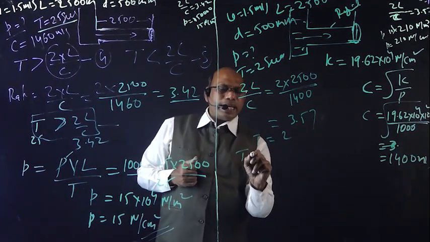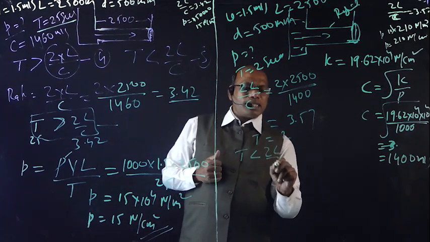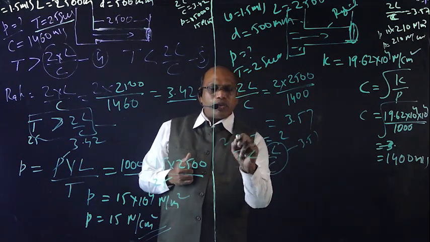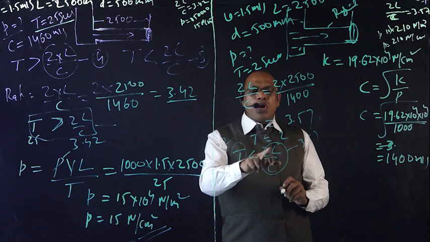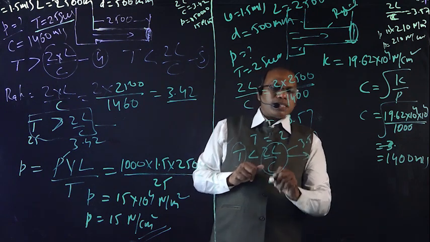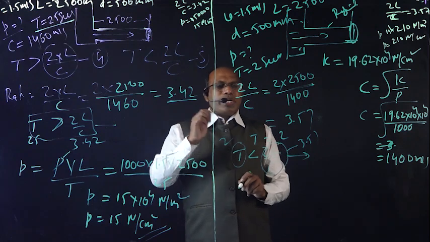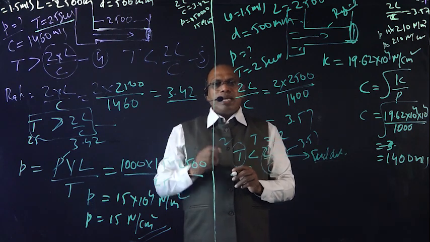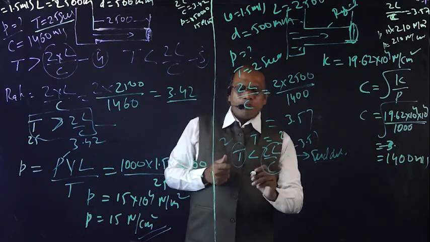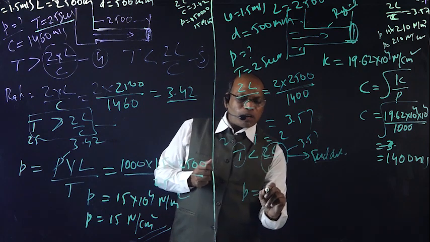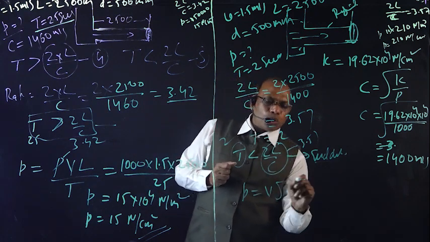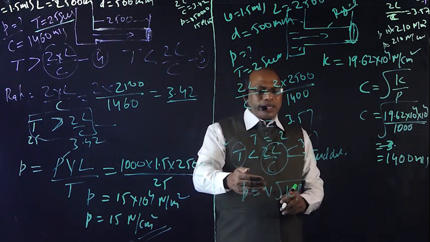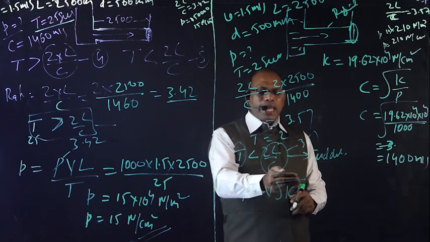Therefore, T is less than 2L by C because 2L by C is equal to 3.57 and T is equal to 2 seconds. So therefore, T is less than 2L by C. Therefore, based on this value, the valve is closed suddenly. So if the valve is closed suddenly, the pressure raised in the pipe, P equal to, we know one formula, that is equal to V into root K rho. This is the formula I have derived in the earlier class.